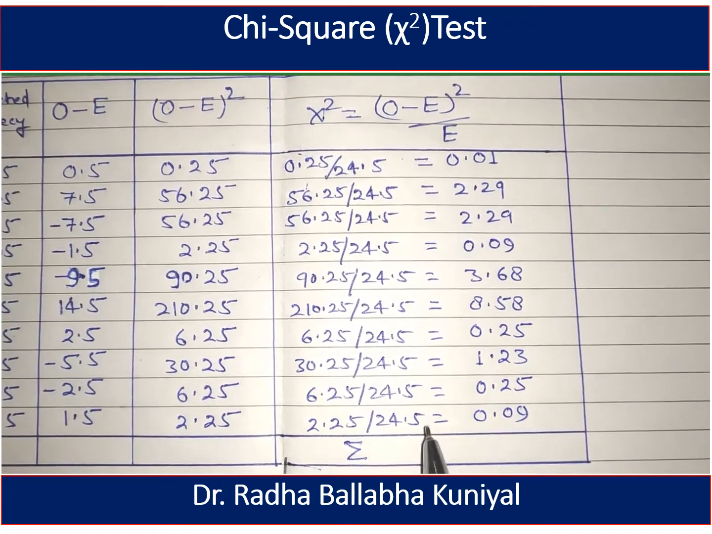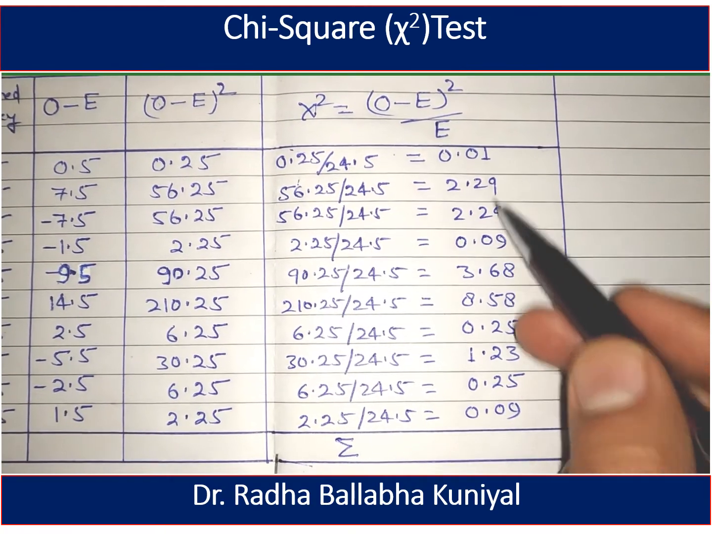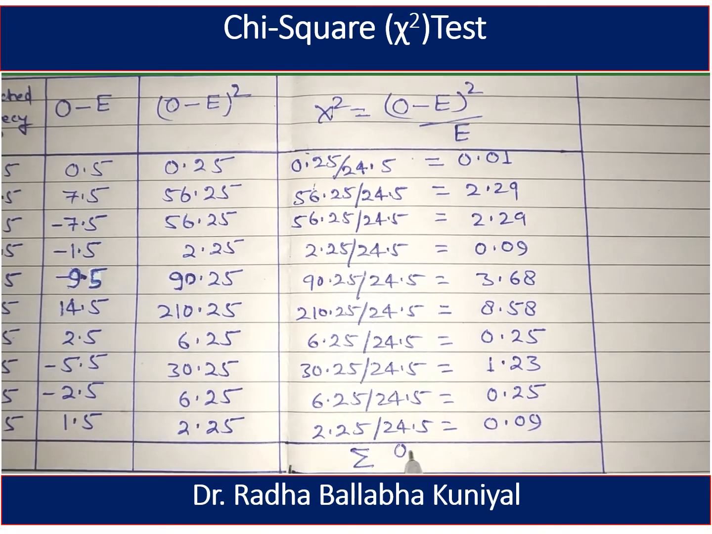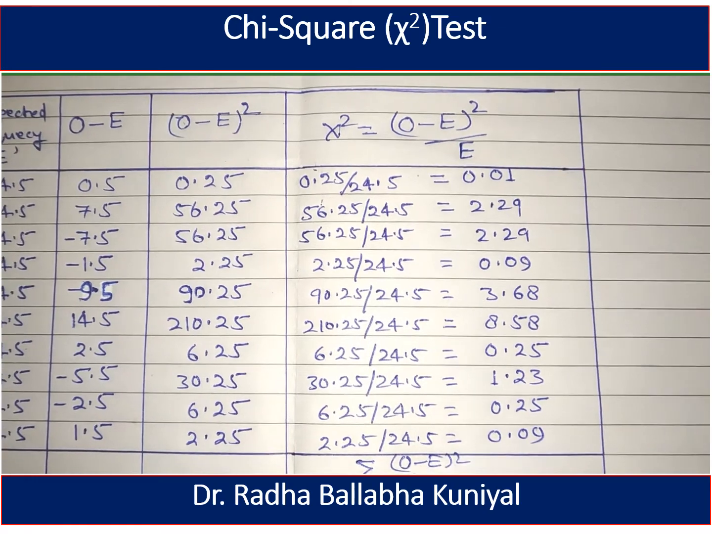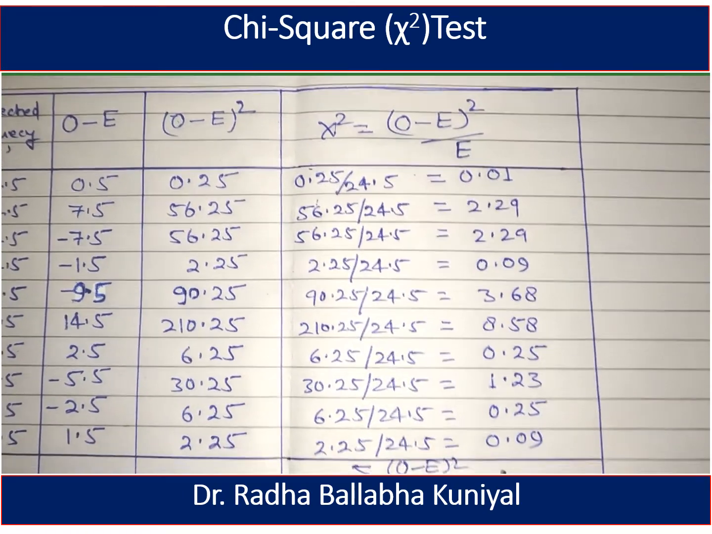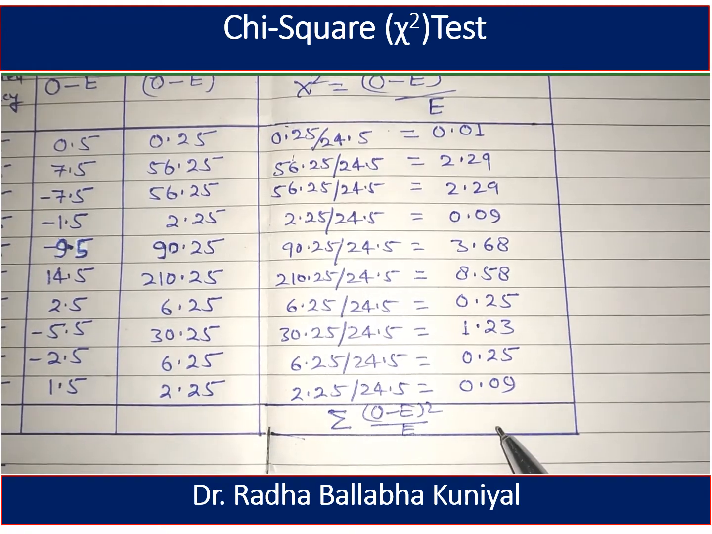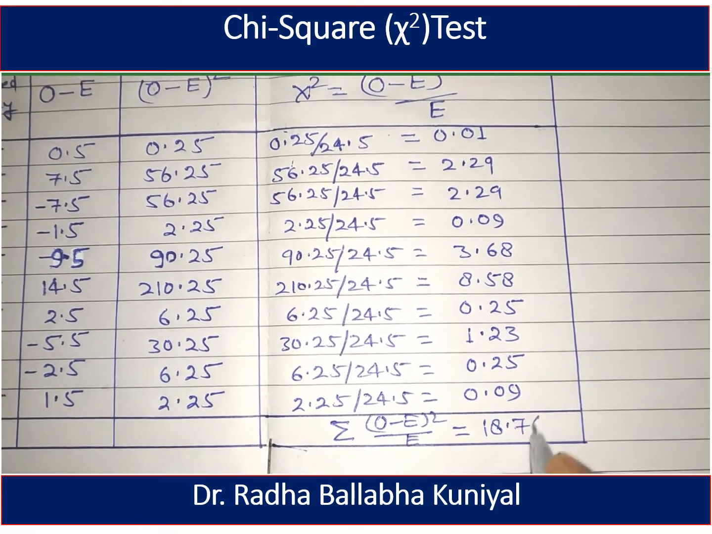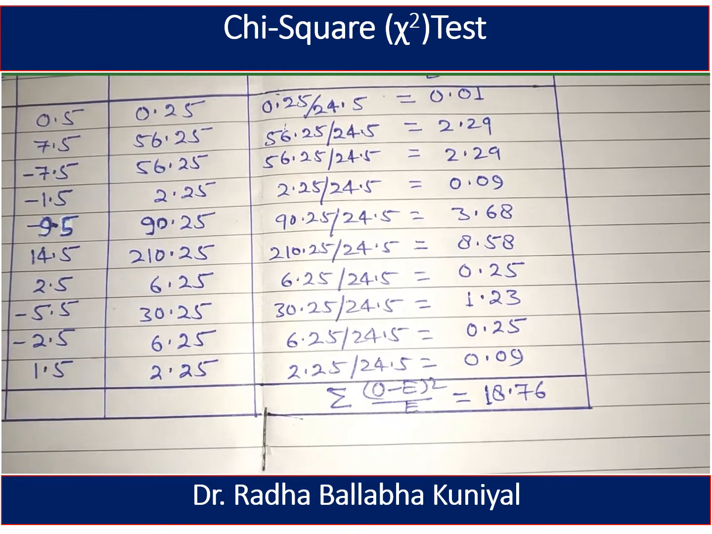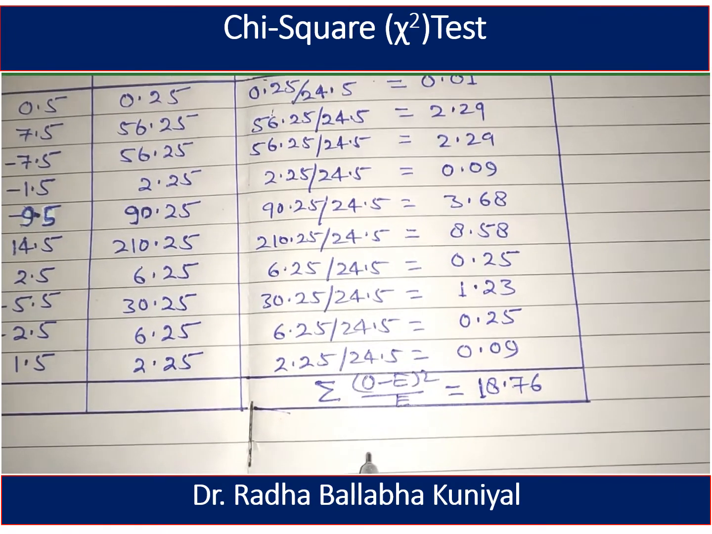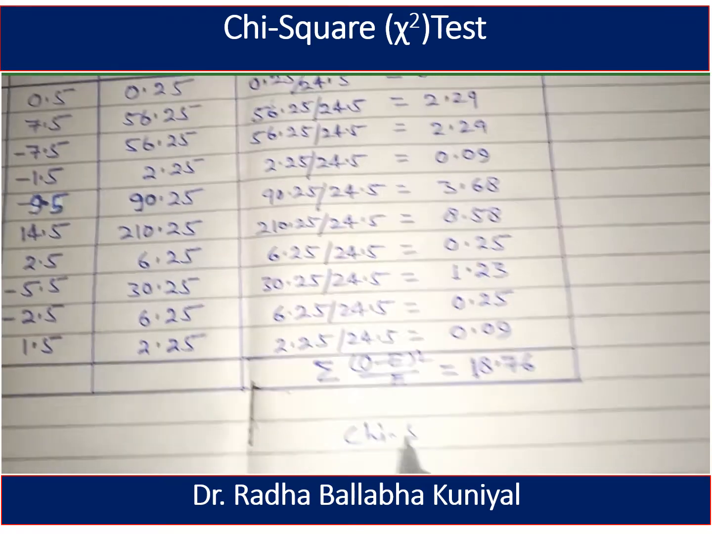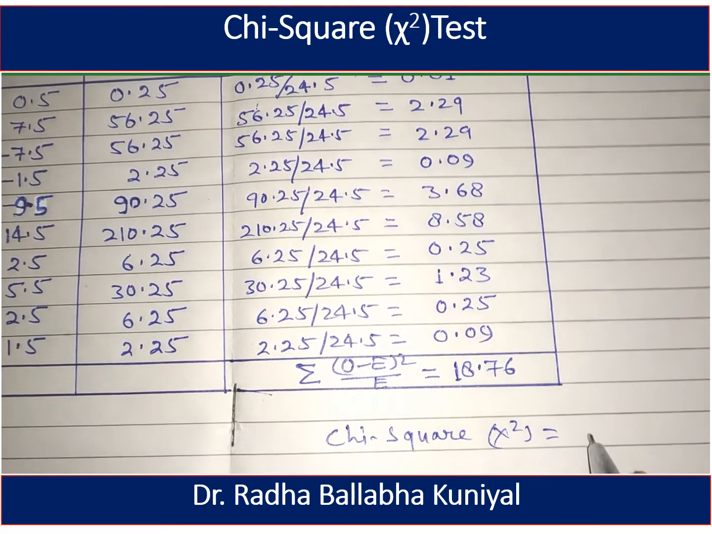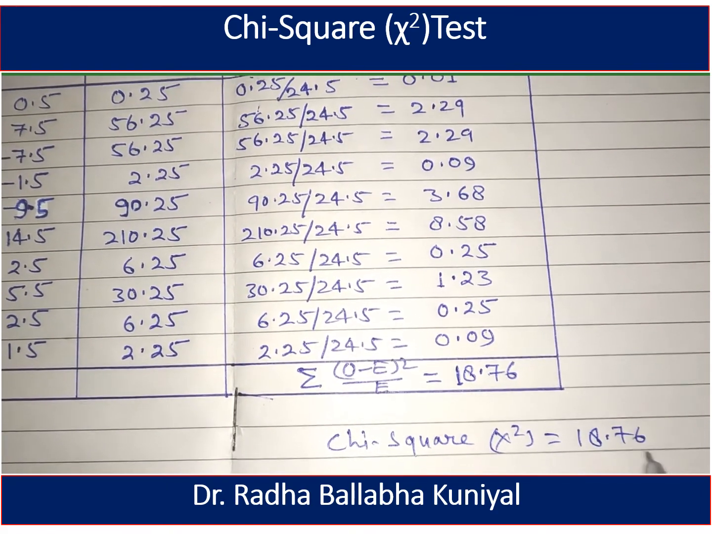Now we will add all these chi-square values to get the sigma whole square of O minus E upon E. By adding all these values we will get 18.76. Thus we can say the chi-square value is 18.76.